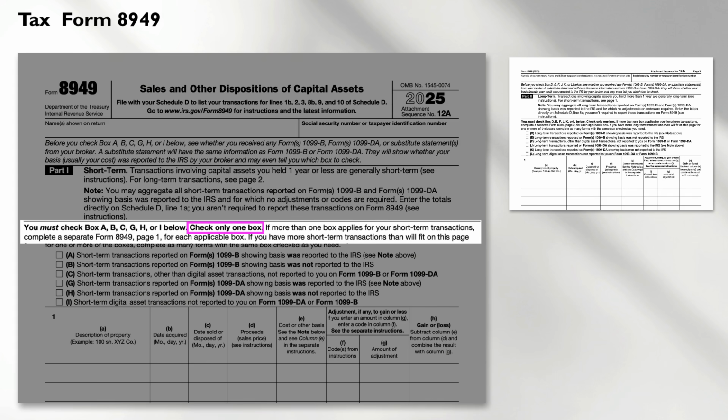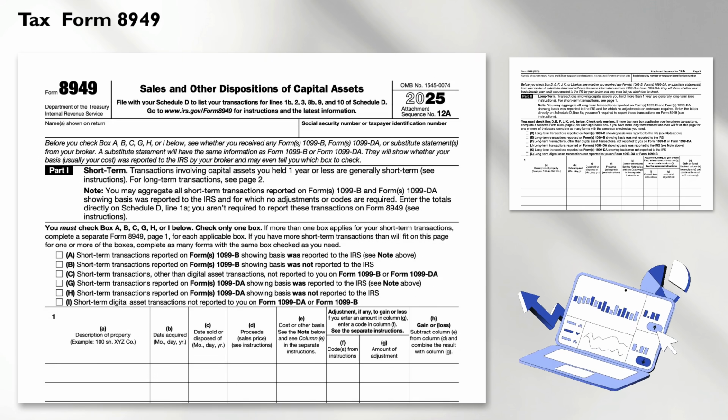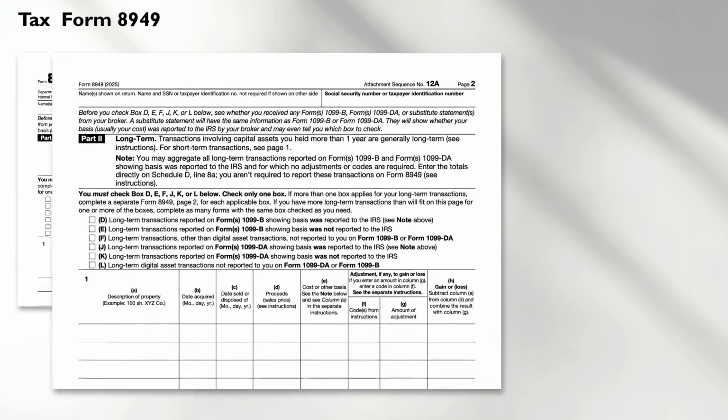You can only check one box per page. If more than one box applies, you must complete a separate Form 8949 page for each category. And obviously, the tax software will generate these pages for you.